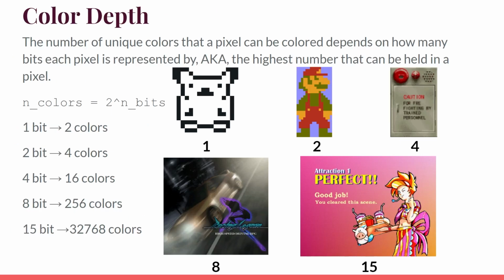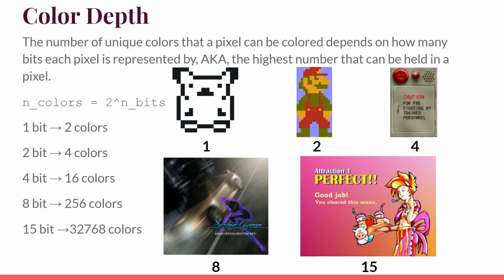When it comes to computer graphics, a word that comes up a lot is color depth. Color depth for an image refers to how many unique colors an individual pixel can be colored. That number comes from how many bits are used to hold the data for each pixel. The number of colors can be determined using the formula 2 to the power of the number of bits used to hold each pixel.